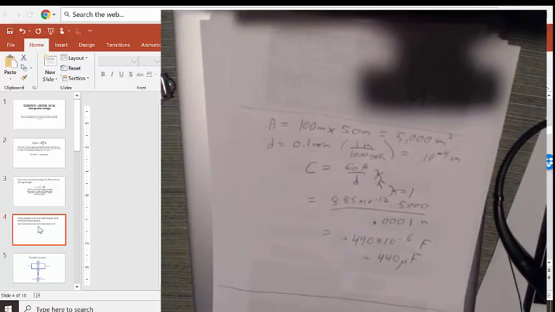And we already said this too, larger plates and closer plates result in bigger capacitors. And we talked about why. Just looking at the parallel plate capacitance equation, you'll see that.